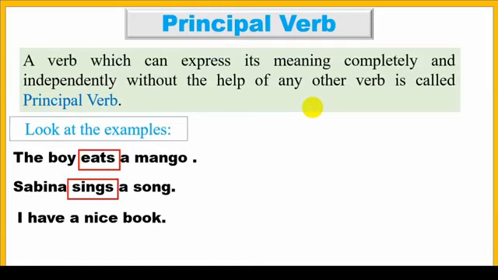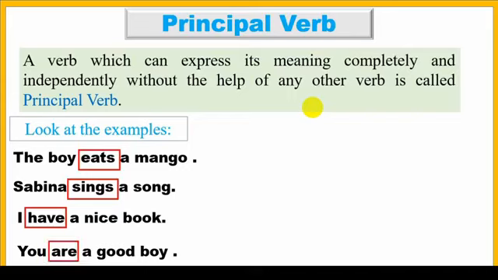I have a nice book. Here, have is a principal verb because this verb has expressed the meaning of the sentence completely. You are a good boy. Here, are is a verb, principal verb. Dear students, I hope now it is clear to you which verbs are principal verbs.